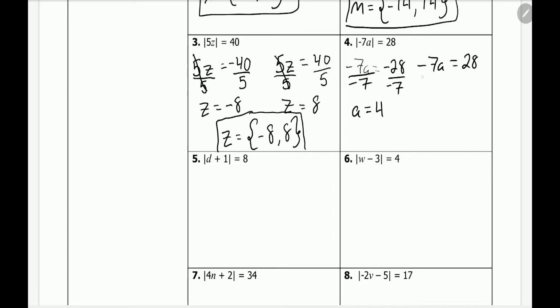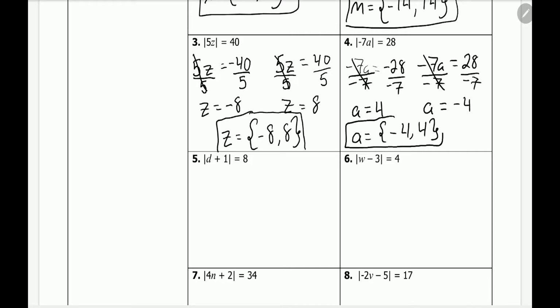And for this one, we do the same thing. We're going to divide by negative 7 on both sides. The negative 7's cancel. We're left with a is equal to 28 divided by negative 7, which is negative 4. So we have two different answers, so we have to have a solution set. A is equal to, curly brace, negative 4, comma 4, curly brace. And there we go. That's number 4. Let's take a look at number 5.